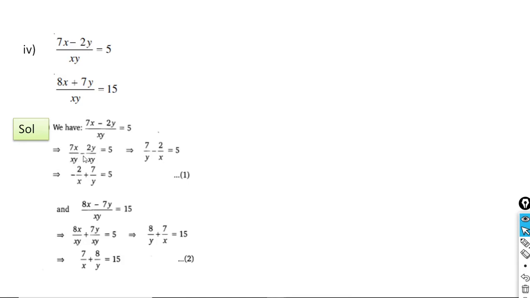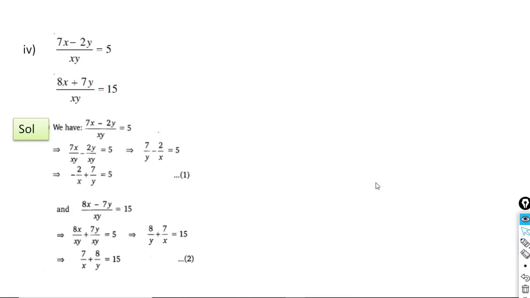We get 7x upon xy minus 2y upon xy is equals to 5. By solving this, you get 7 upon y minus 2 upon x is equals to 5. And changing into the standard form, we get minus 2 upon x plus 7 upon y is equals to 5. Similarly, the second equation we will solve, and we get 7 upon x plus 8 upon y is equals to 15.